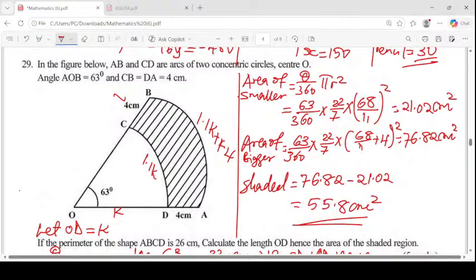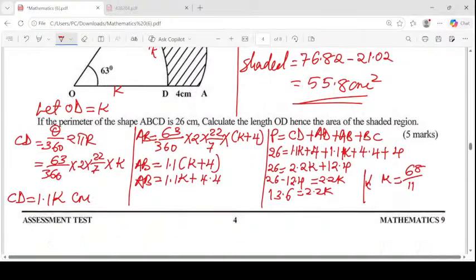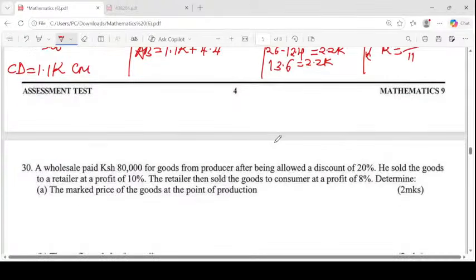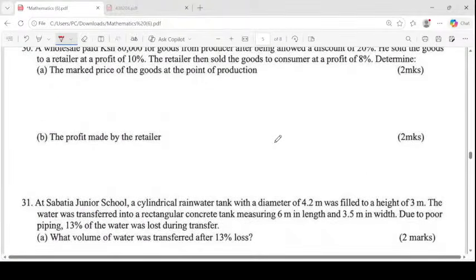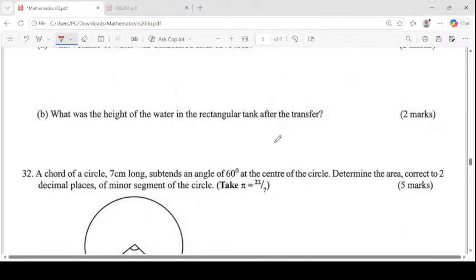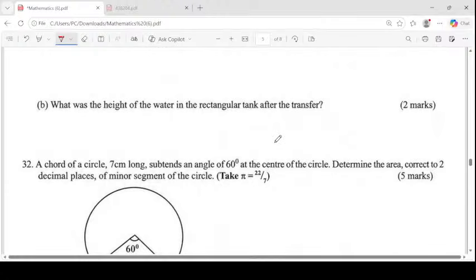Allow me to go to the next question. That is question number 30. We are doing very well, and I hope you are benefiting.